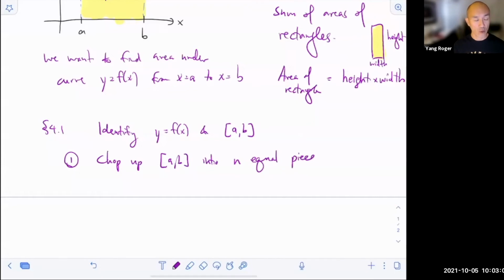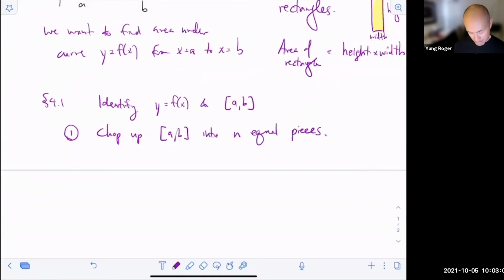And when you do that, you're going to get the width of a rectangle. So the idea is, here's A, here's B. You chop it up into 1, 2, 3, 4, 5, 6 equal pieces in this case. So in this picture, I have n equal to 6.